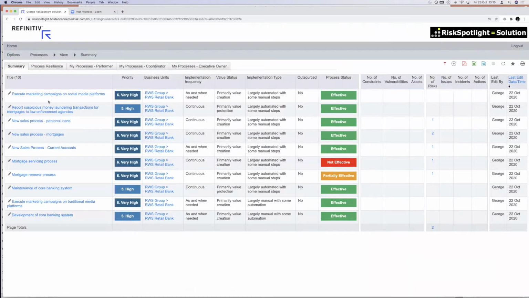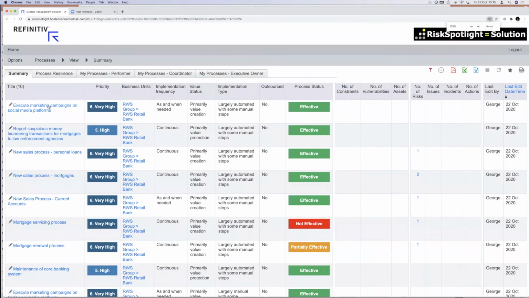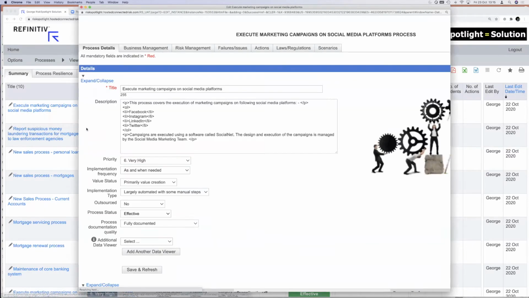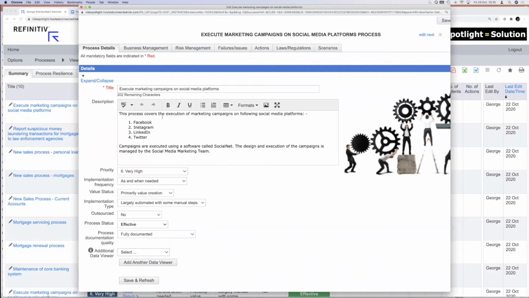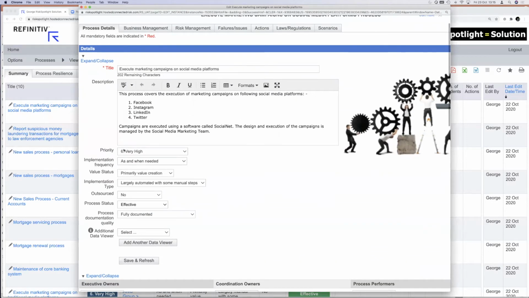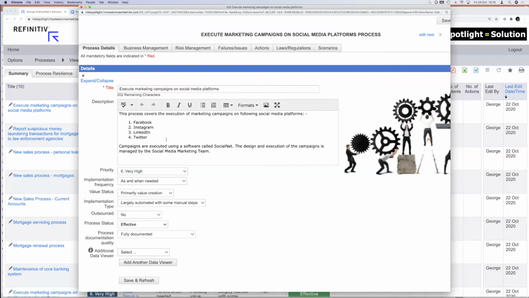And in this case, let's say I was in the marketing team, I have a process here called execute marketing campaigns on social media platform. So that would be one process in the marketing team, where they are releasing ads on Instagram and LinkedIn and so on. So if I look at that particular process, then all the process descriptions will be detailed here in terms of the day-to-day execution.